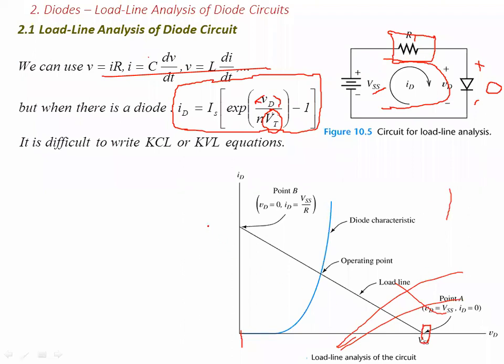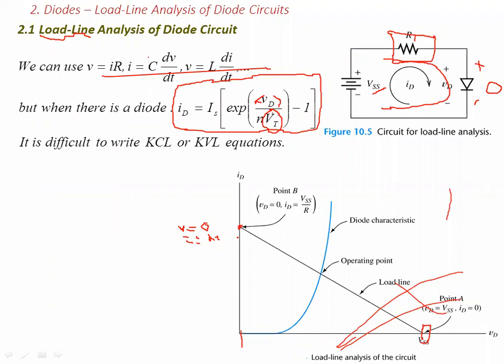Now, when you draw the graph for V equal to 0 and I equal to maximum, you get the first point. Then when you draw the other point for VD equal to maximum and I equal to 0, and you join those 2 points, you get what we call the DC load line for that kind of circuit. So I realize that we will deal with this load line analysis several times in this course.